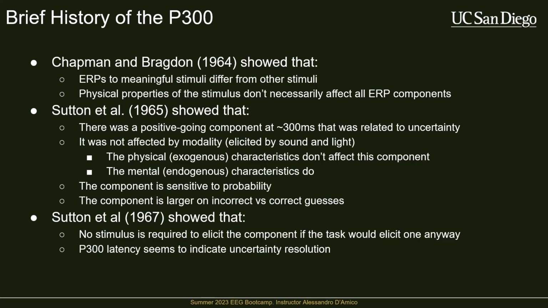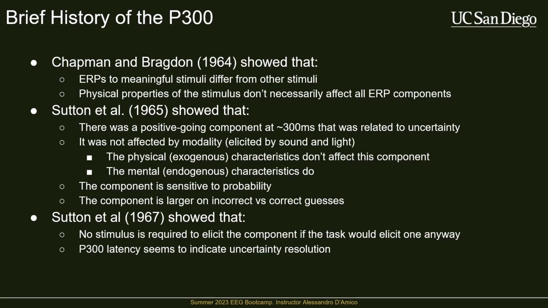And what Sutton et al. found was that when you looked at the activity of the stimulus when there was certainty, you wouldn't see that much activity beyond just the physical stuff. But on the version where you would have uncertainty, you would see this 300 millisecond peak afterwards. And so at this point, people were starting to develop this theory of the P300, that it was reflecting something to do with the resolution of uncertainty and uncertainty processing.